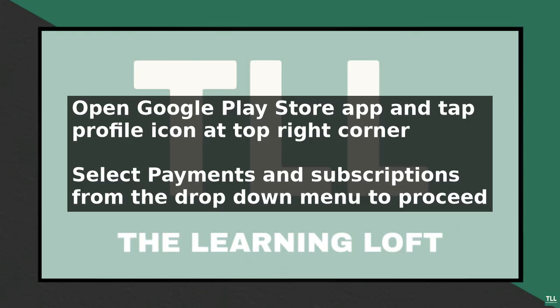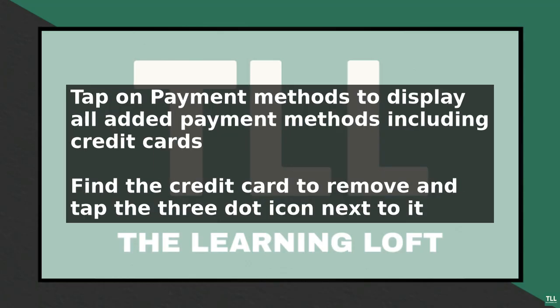This will display a list of all the payment methods you have added to your Google Play account, including credit cards. Find the credit card you want to remove and tap on the three-dot icon next to it. Then select Remove. You will be prompted to confirm that you want to remove the credit card. Tap Remove to confirm. The credit card will be removed from your Google Play account and you will no longer be able to use it to make purchases.